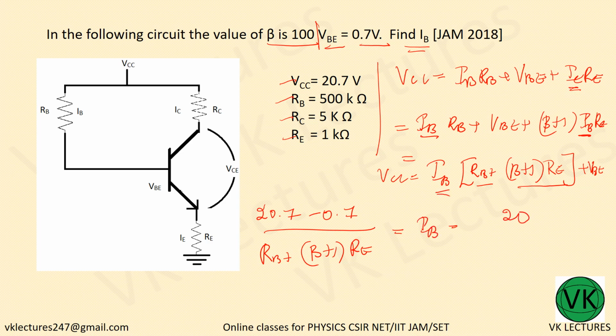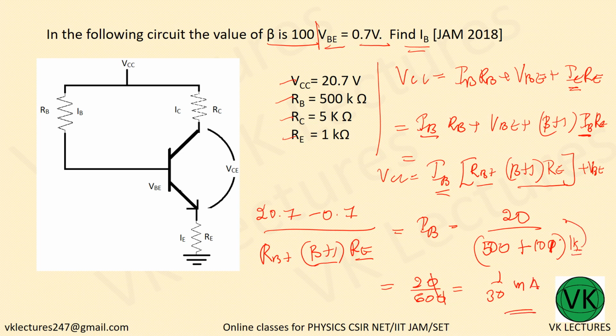So that is equal to 20 divided by RB. RB is given to be 500K. 500 plus (beta plus 1) into RE. Beta is 100, so 101, into RE of 1K. So 600. So 20 divided by 600, which is equal to 1 by 30 milliampere, because K will go to the other side, becoming 10 to the power minus 3. So 1 by 30 milliampere is your answer.